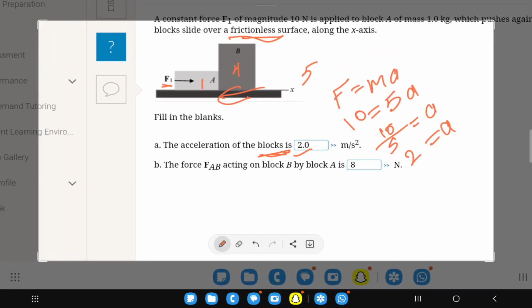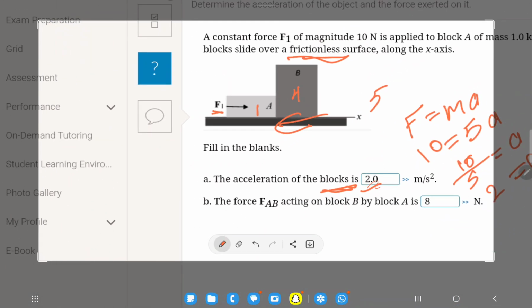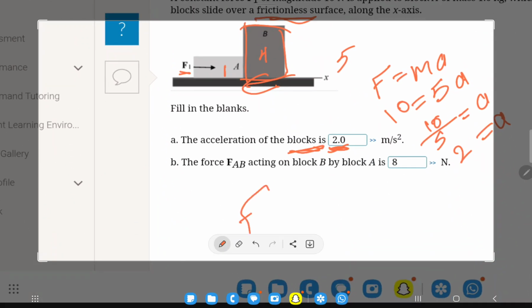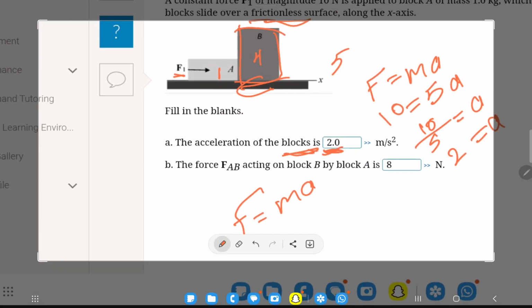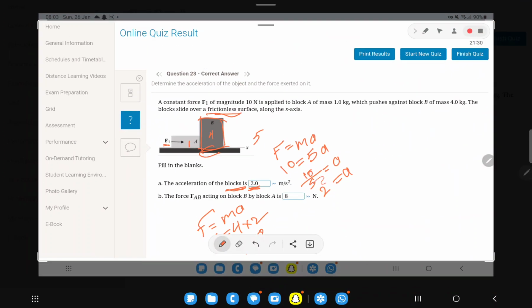The force AB acting on block B by block A is blank newtons. So we have the acceleration, and they only want it on block B. So F equals ma. M is 4, a is 2, so F is 8. Again, they also accepted 8.0, but it's also better to put it to the right amount of significant figures.